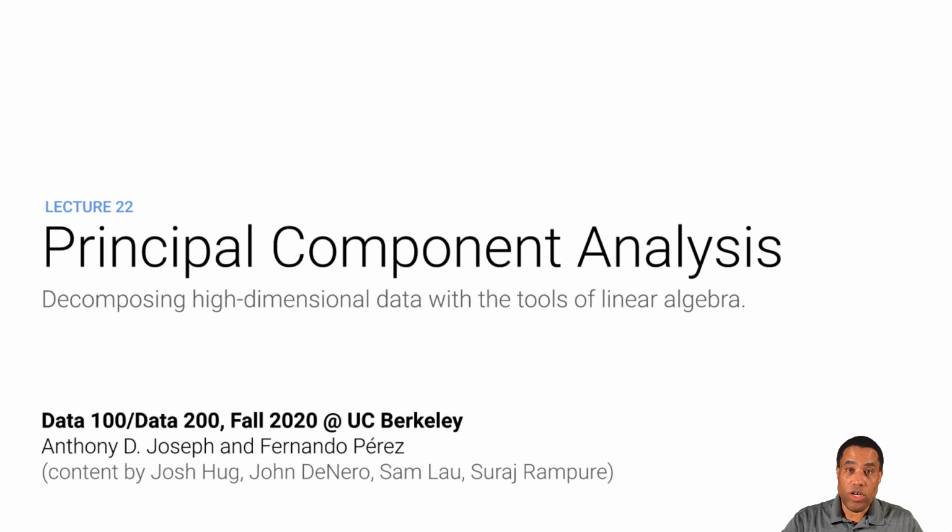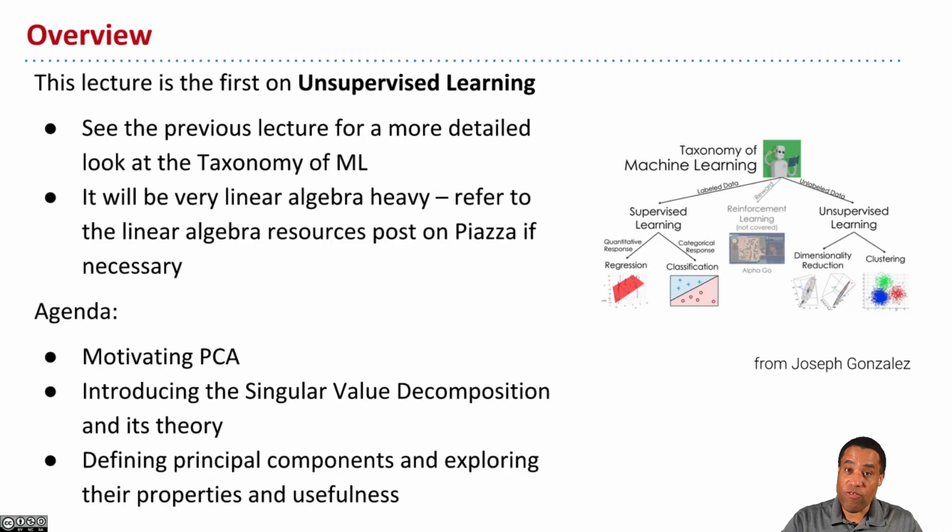This is lecture 22 for Data Science 100 and Data Science 200. And the topic is principal components analysis. So we're going to look at how we can use the tools of linear algebra to decompose high-dimensional data. This is the first lecture that we're going to have on unsupervised learning.